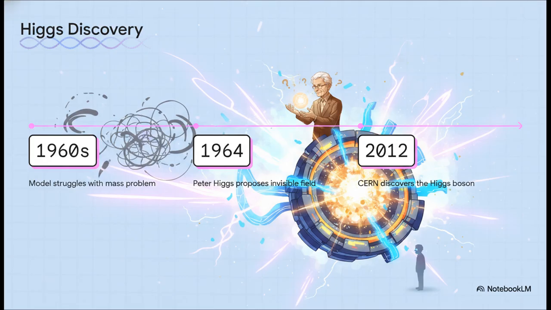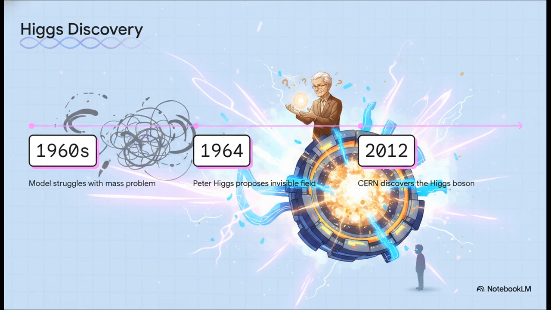Through the early 1960s, physicists were really struggling with this problem. Then, in 1964, Peter Higgs proposed a beautifully wild solution. What if there was an invisible field filling all of space that actually gives particles their mass? That idea kicked off a dramatic, near 50-year hunt for what the media dubbed the God particle.